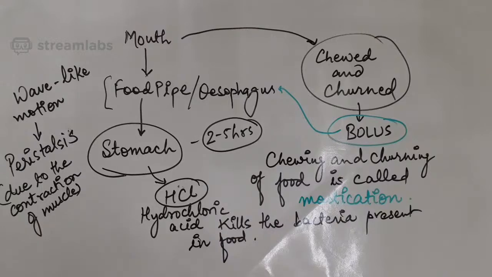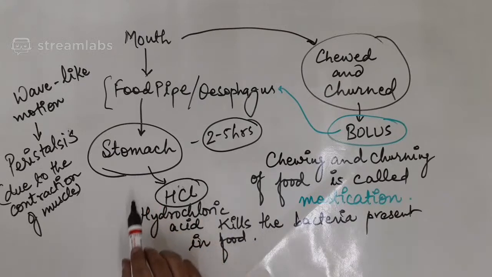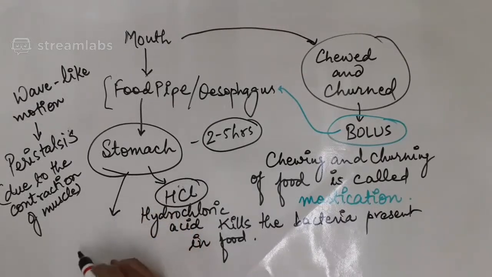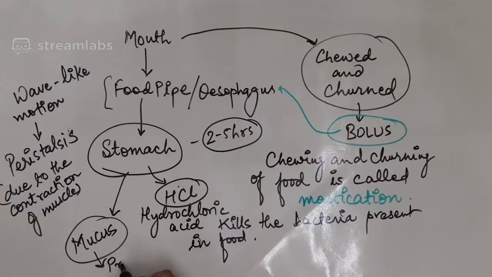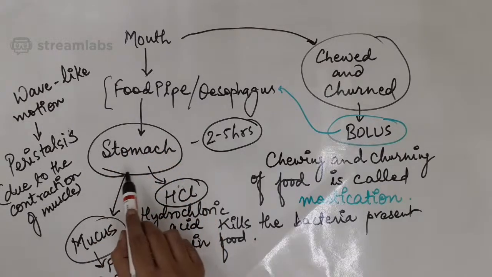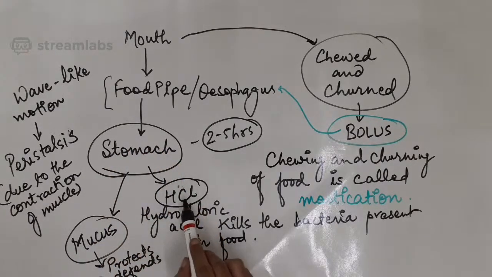This acid is present in the stomach and it does not harm the stomach because of the presence of mucus. Mucus protects or defends against any kind of invaders, and this mucus which is present inside the lining of the stomach does not allow the hydrochloric acid to affect the stomach.